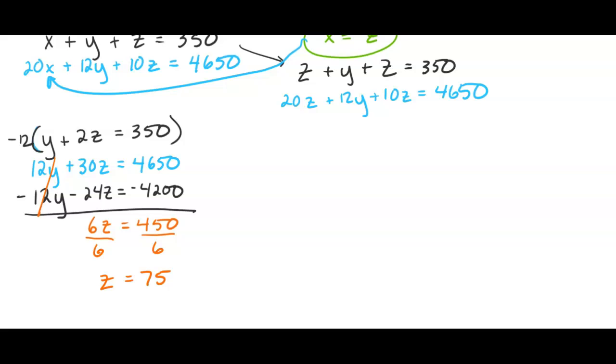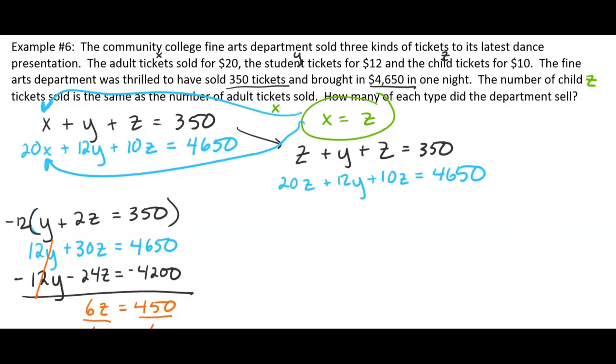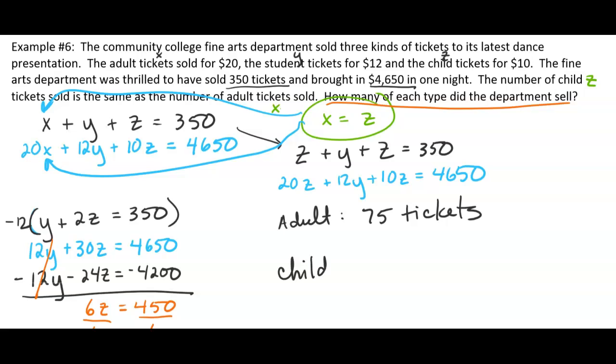So what does that mean? It means that 75 tickets were sold for the child tickets. So it wants us, I didn't even read the question, how many of each type did the department sell? Adult tickets and child tickets were the same. So adult: 75 tickets they sold. The child tickets, 75. But we need to know how many student tickets were sold. So we're going to have to go figure that out.